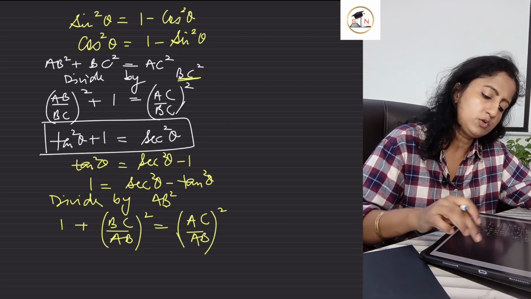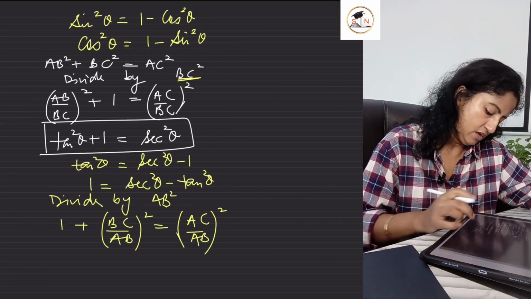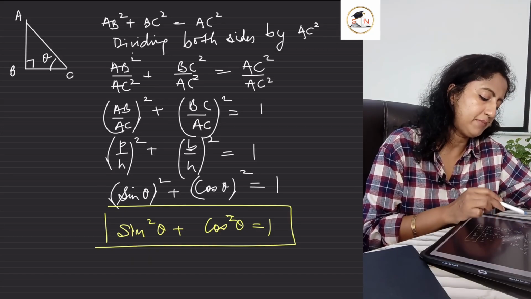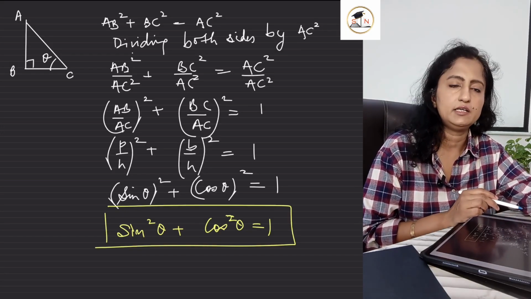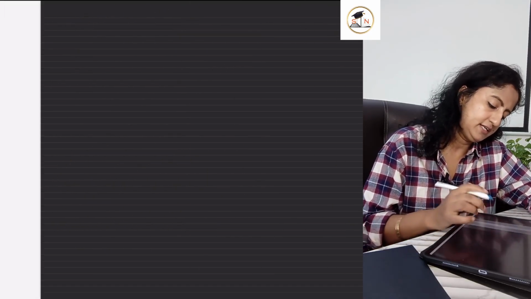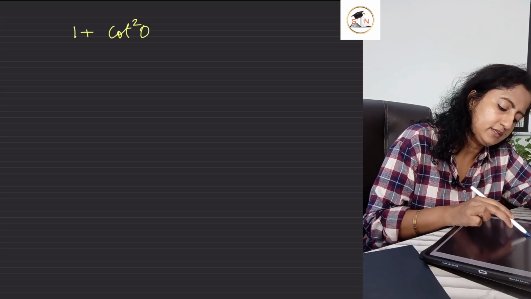Right? So now what do we get? We have 1 plus BC by AB. According to the figure, BC is your base, AB is your height. Base by height gives what? That is cot theta. Right? So what we have is 1 plus cot square theta.